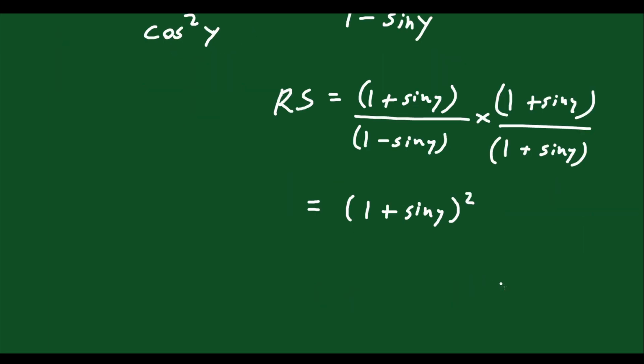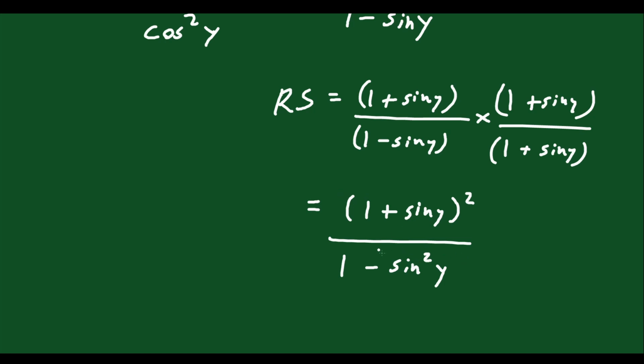And on the bottom, if you multiply this out, 1 times 1 is 1, 1 times sine y is sine y, minus sine y times 1 is negative sine y, those are going to cancel, those middle two terms. And then minus sine y times sine y is minus sine squared y. Saying sine y is starting to sound a little bit funny because I keep saying it so much, but that's okay, let's keep going.